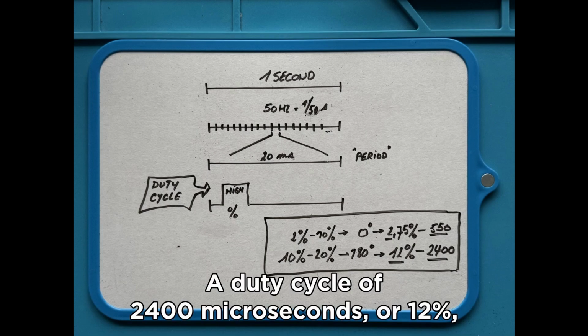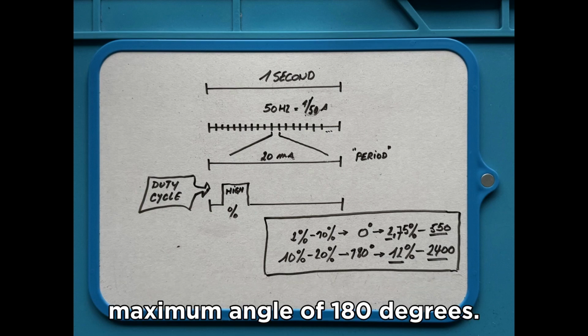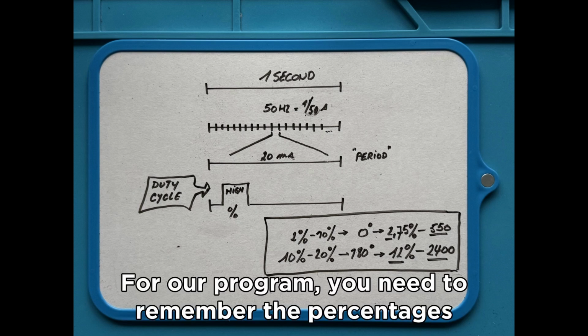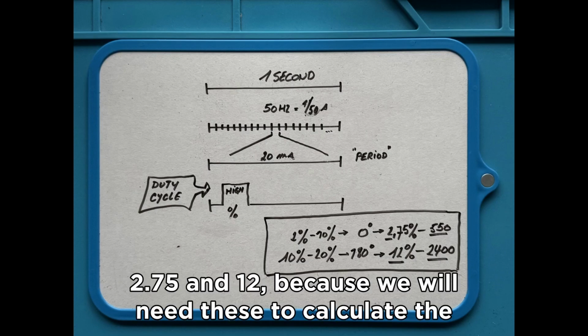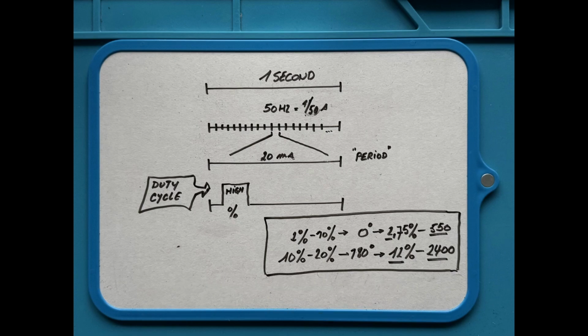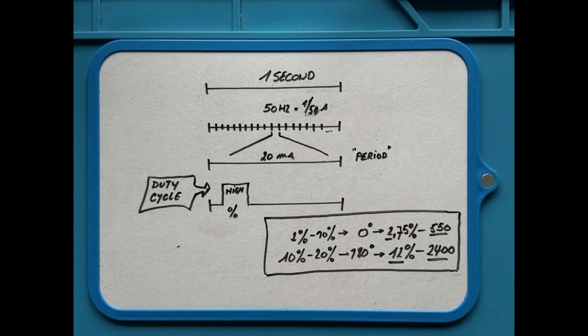A duty cycle of 2,400 microseconds, or 12%, which is 20,000 multiplied by 12% is 2,400, gives the maximum angle of 180 degrees. So, for our program, you need to remember the percentages 2.75 and 12, because we will need these to calculate the input related to the pin range reading between 0 and 65,535 on the Pico.